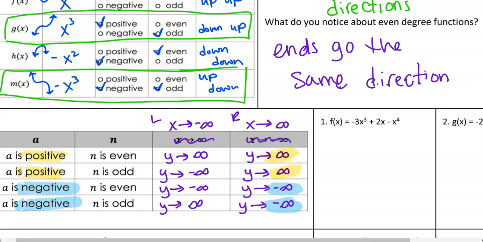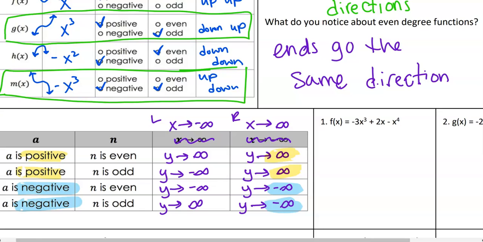So whether it's positive or negative tells you how the graph is going to end on the right-hand side. Okay? And then if you know if it's odd or even, you know if it's going to begin the same way or the opposite way. All right? Now let's do it with just a given function.